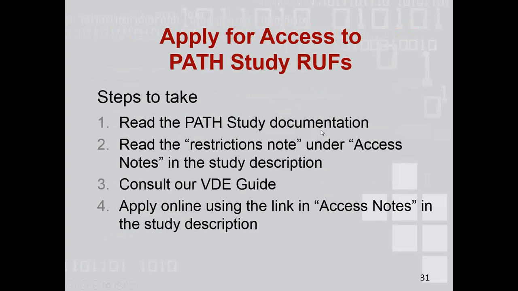So how to apply for access to the PATH study restricted use file? There are 4 basic steps. Read the PATH study documentation, read the restrictions note under access notes in the study description, consult the VDE guide, and then apply online using the link in the access notes. Let's look at each of these steps individually.